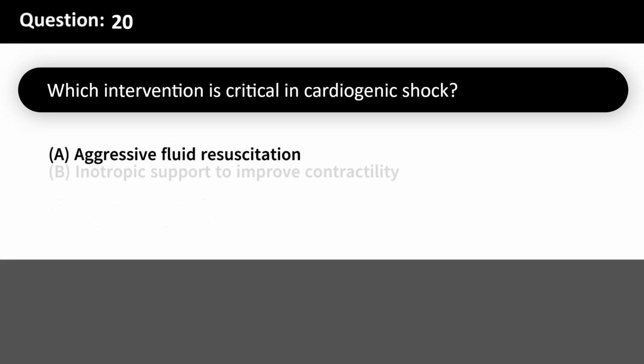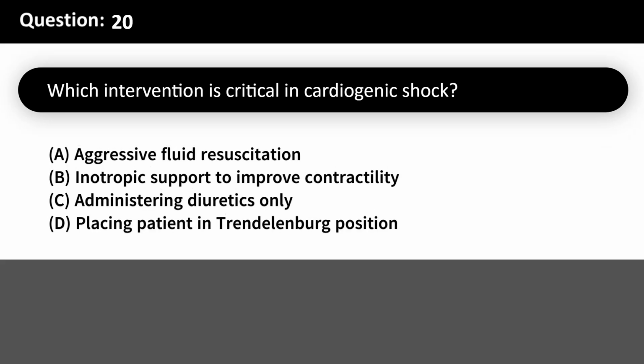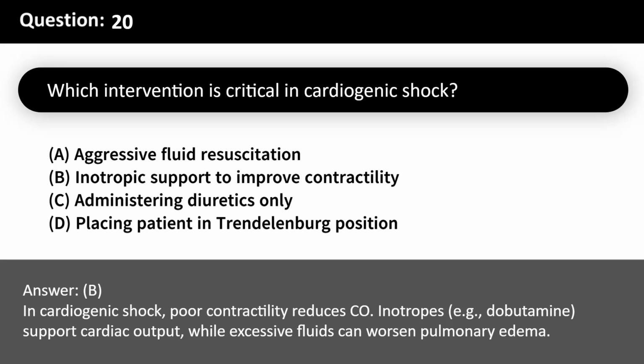Which intervention is critical in cardiogenic shock? A. Aggressive fluid resuscitation. B. Inotropic support to improve contractility. C. Administering diuretics only. D. Placing patient in Trendelenburg position. Answer: B. In cardiogenic shock, poor contractility reduces CO. Inotropes, e.g., dobutamine, support cardiac output, while excessive fluids can worsen pulmonary edema.